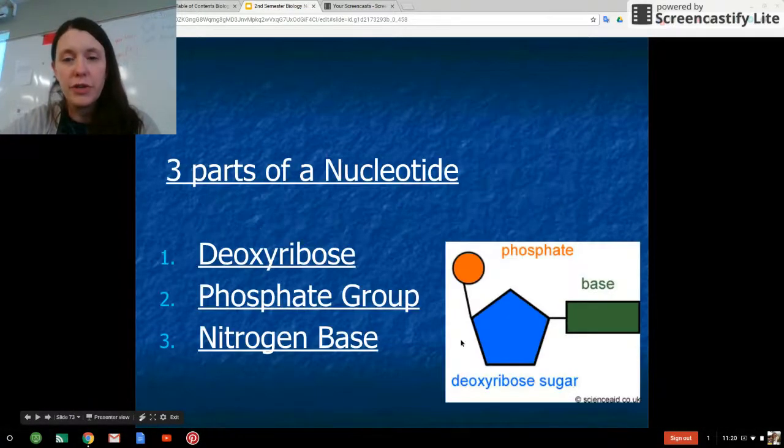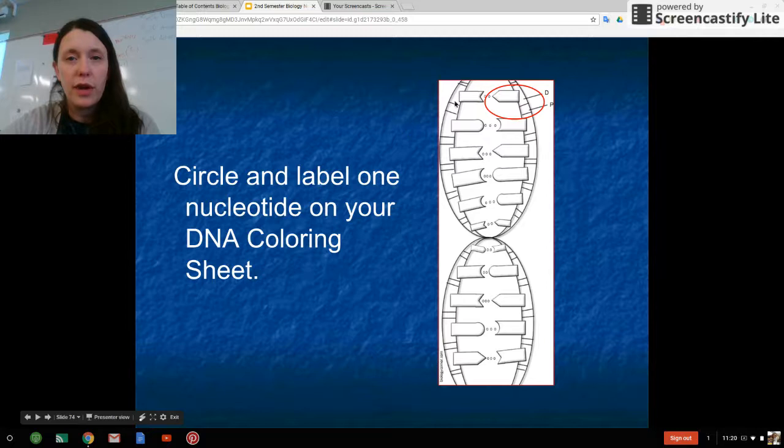Let me go back to our picture here. Phosphate, deoxyribose sugar, base, and then over here, you've got deoxyribose, phosphate, nitrogen base. Same thing here: deoxyribose, phosphate, nitrogen base. Those 3 things make 1 nucleotide. And then you can see we've got another nucleotide below it and another nucleotide. The nucleotides are our bricks that make up our DNA.